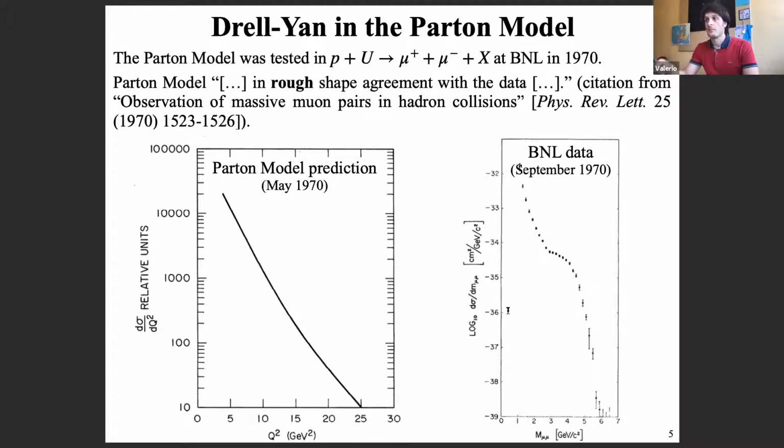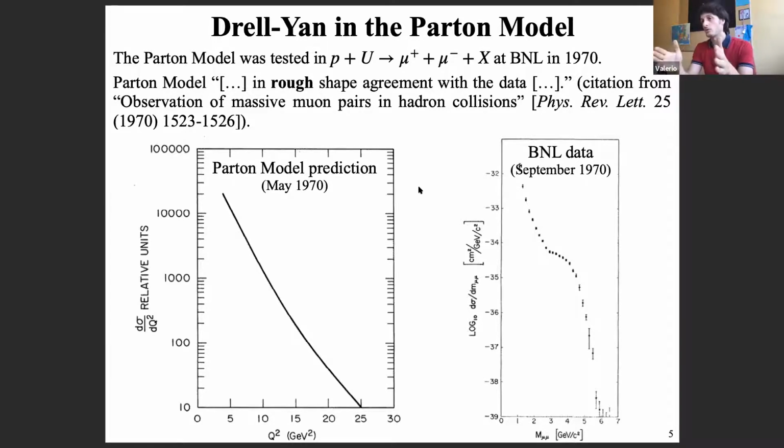So the same year at BNL, Drell-Yan in proton-uranium collisions was measured, with mu plus mu minus as the final state. I'm quoting from that paper, and they say the parton model is in rough agreement with the data. So already back then, the parton model started to reap some success. On the left-hand side, you see the prediction of the parton model. On the right-hand side, you see the data.